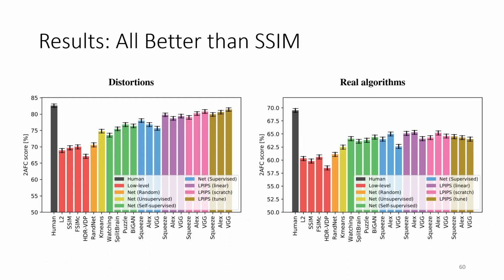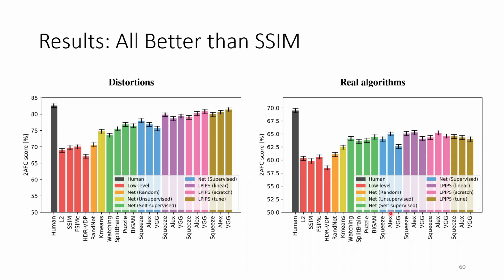Then they show their results. There are different settings for VGG, for AlexNet, and for SqueezeNet. And they found their methods are very useful. Compared with SSIM and PSNR, the performance is all better, no matter what kind of discriminative network they used.